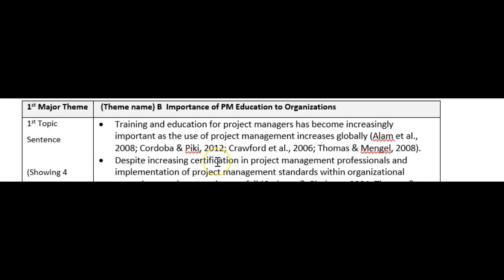For example, for the theme that project management is very important, I wrote a topic sentence that says training and education for project managers has become increasingly important as the use of project management increases globally. The authors who talked about that in their articles were Alum in 2008, Cordoba and Peakey in 2012, Crawford, and Thomas and Mengel. And so that's an example of looking at what authors agree on and writing a topic sentence that shows how they agree.